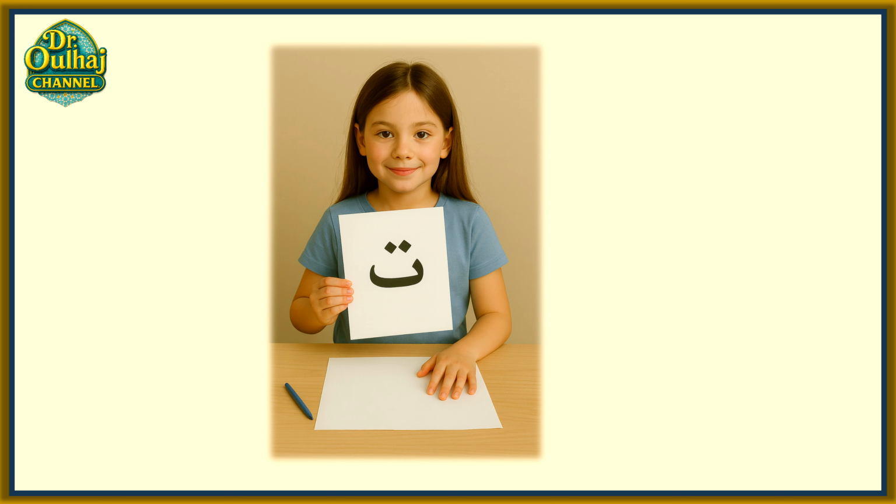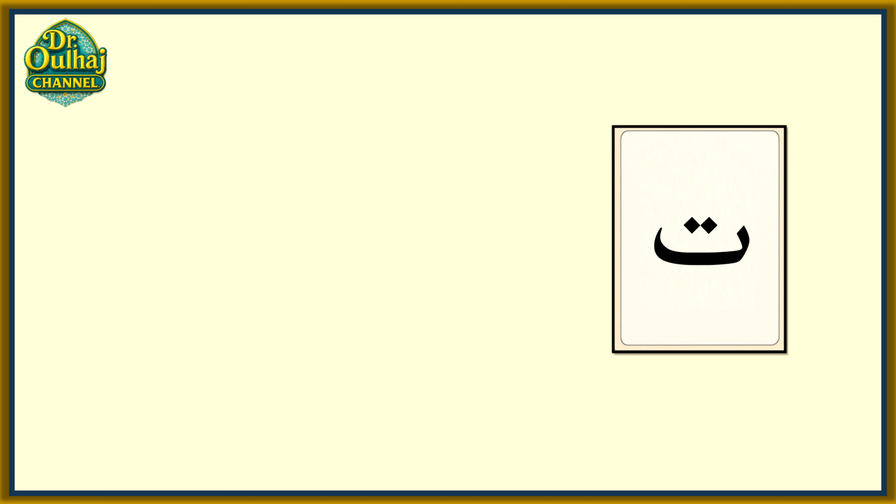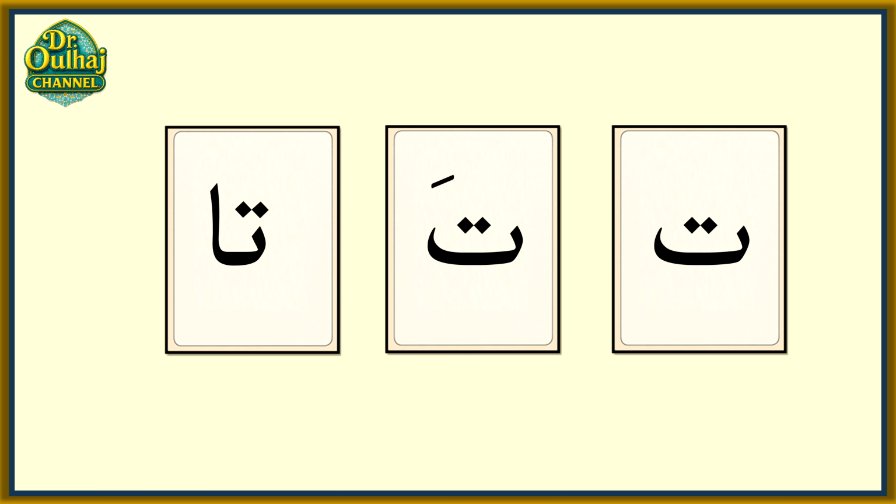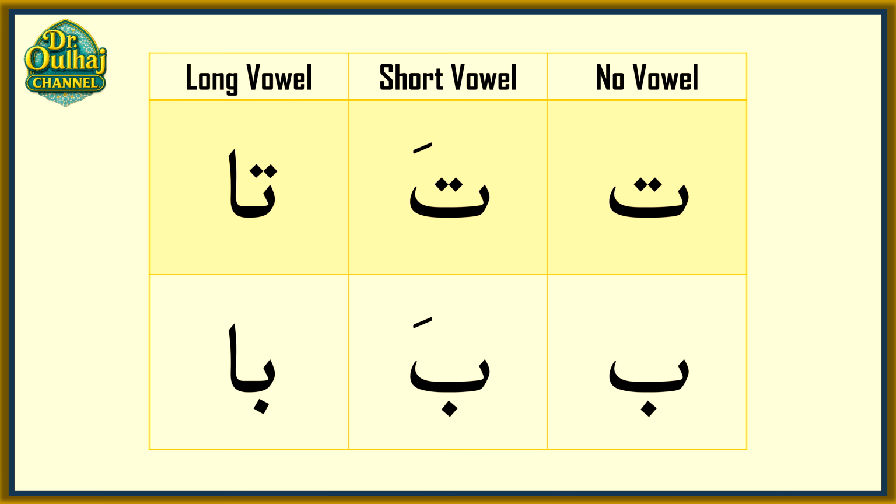Now, let's introduce the short vowel fatha, a small line above the letter. It adds the sound a after it. So, if this is t, this one is pronounced ta, and compare them to ta with the long vowel. Let's read the following chart together to discriminate no vowel, short vowel, and long vowel. T, ta, ta. B, ba, ba.